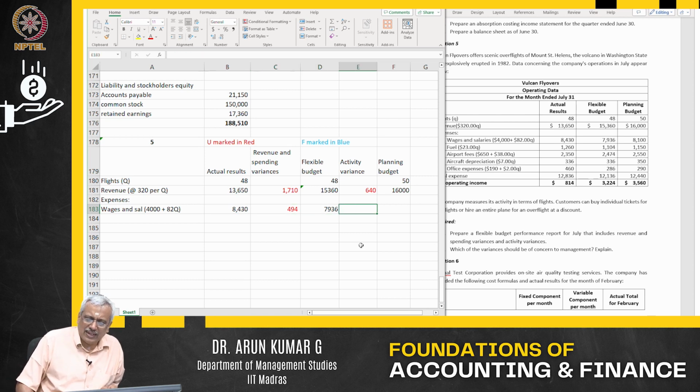Let us look further in this particular case. What is the plan? The plan was 8,100. Your budget was 8,100, whereas you have spent only so much. So this becomes a favorable variance for you. That means you have spent less than what you have budgeted.